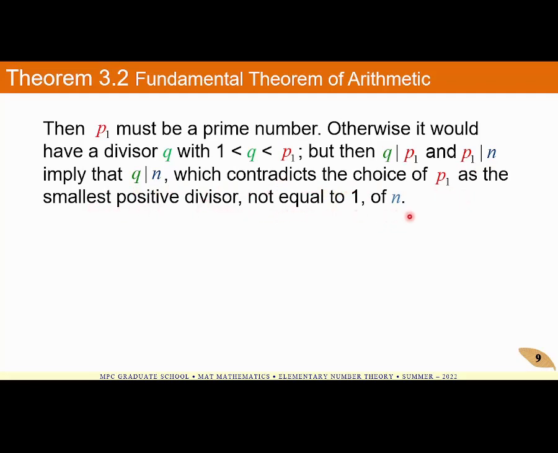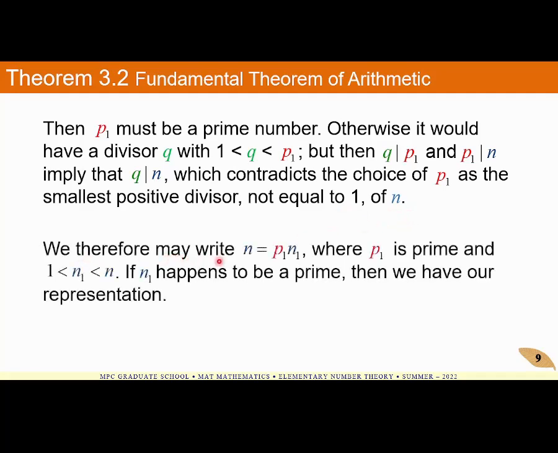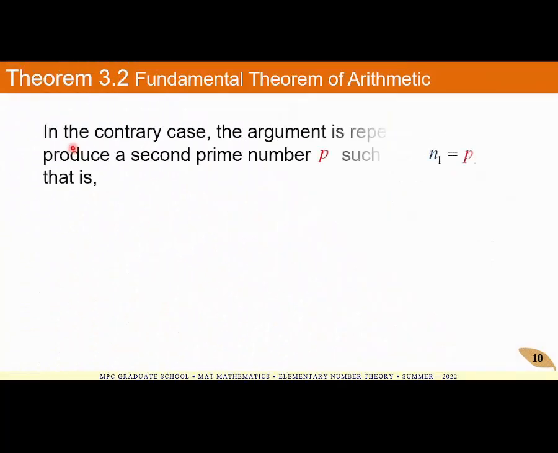We therefore may write n equals p sub 1 times n sub 1, where p sub 1 is a prime and n sub 1 is greater than 1 but less than n. If n sub 1 happens to be a prime, then we have our representation. In the contrary, the argument is repeated to produce a second prime number p sub 2, such that n sub 1 is equal to p sub 2 times n sub 2.